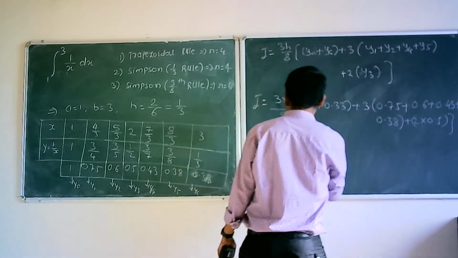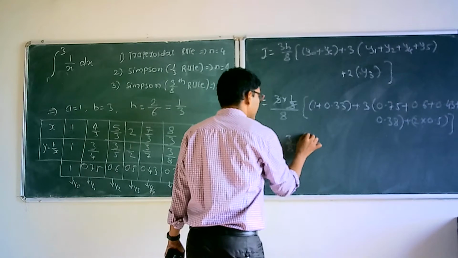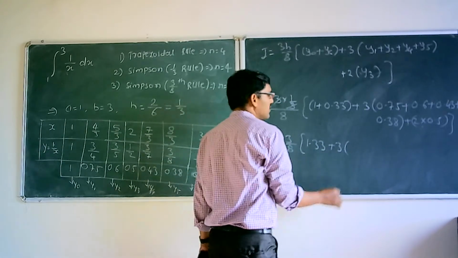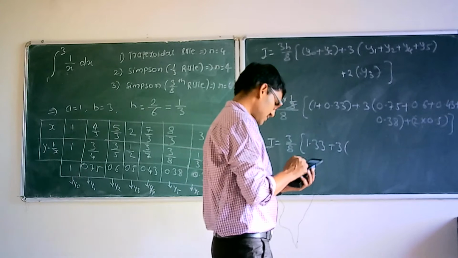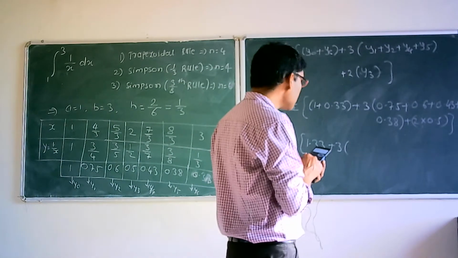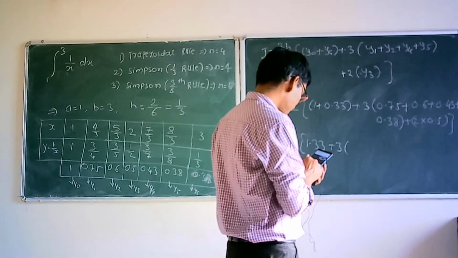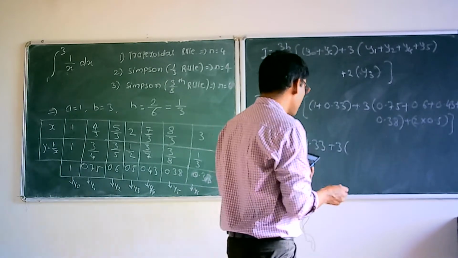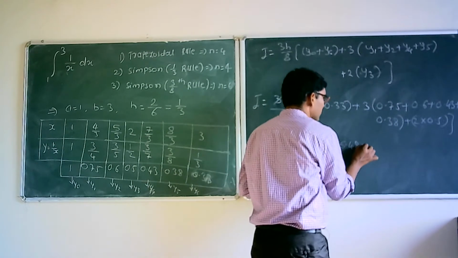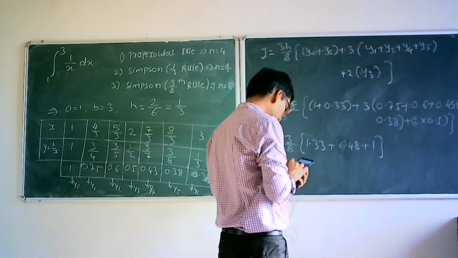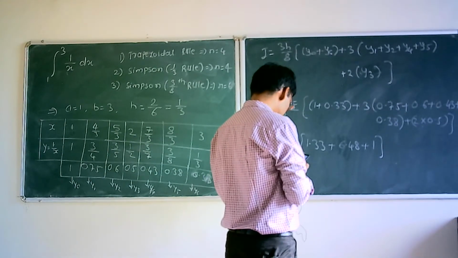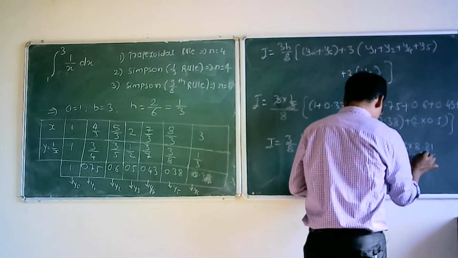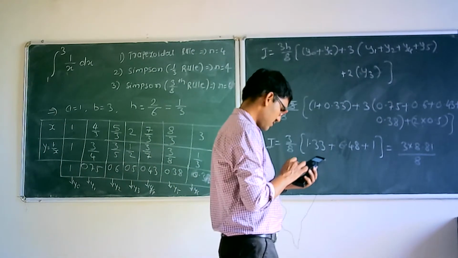So to simplify this, the 3 will get cancelled here. I is equal to 1 by 8 inside the bracket 1.33 plus 3 times inside the bracket, if you add this, you will get 0.75 plus 0.6 plus 0.43 plus 0.38 is equal to 2.16, into 3 it is equal to 6.48. 6.48 plus 1 plus 1.33 is 8.81.